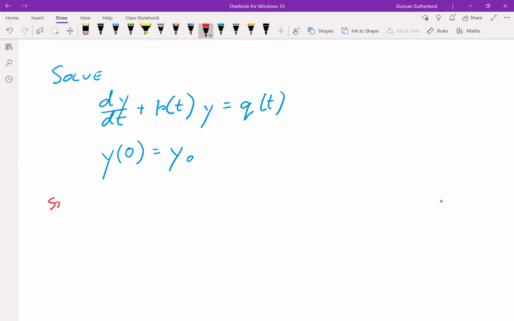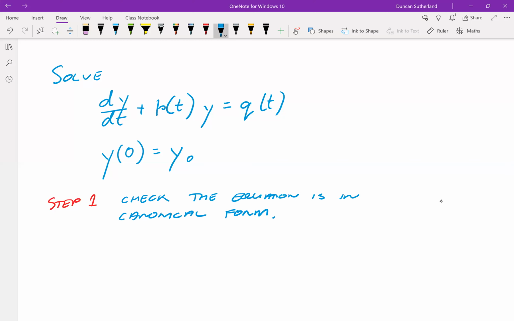So step 1, check your equation is in canonical form. Check the equation is in canonical form. If it is not in canonical form, put it in canonical form.